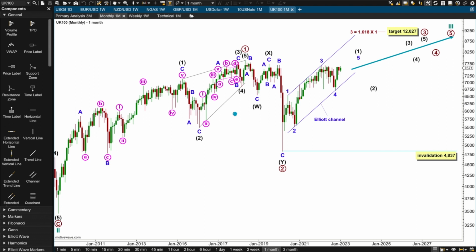I am using the Elliott Wave rules as laid out in Frost and Prechter's classic Elliott Wave Principle, which you can find on their website for Elliott Wave International, and you can find it on Amazon. It's the gold standard for learning Elliott Wave. Those are the only rules I use.